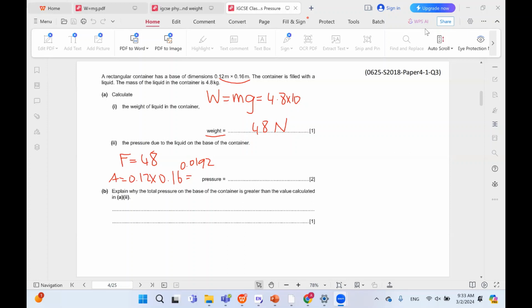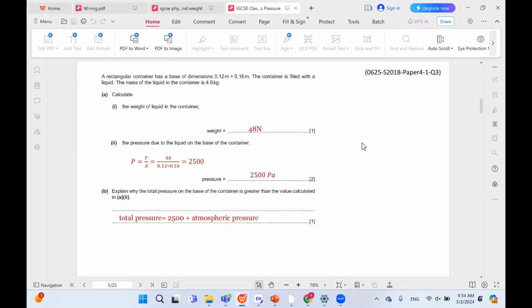Finally, the pressure is force over area. So we divide the two numbers by each other. So 48 divided by 0.0192. This gives us 2,500 Pascal. So let's check the correct answers. So we do have 48 newtons here and 2,500 Pascal. Finally, in B, again, we are asked to explain why the total pressure is greater than the calculated value. This is because we did not include atmospheric pressure here as well.